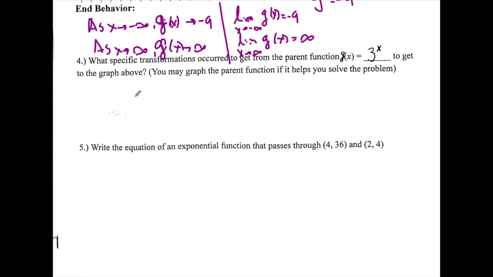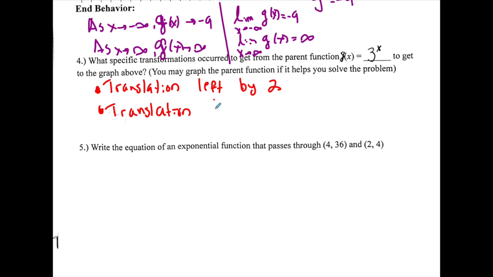That first, what we need to do, and there's two answers to this. I would prefer you to say translation left by 2 followed by translation down by 9.